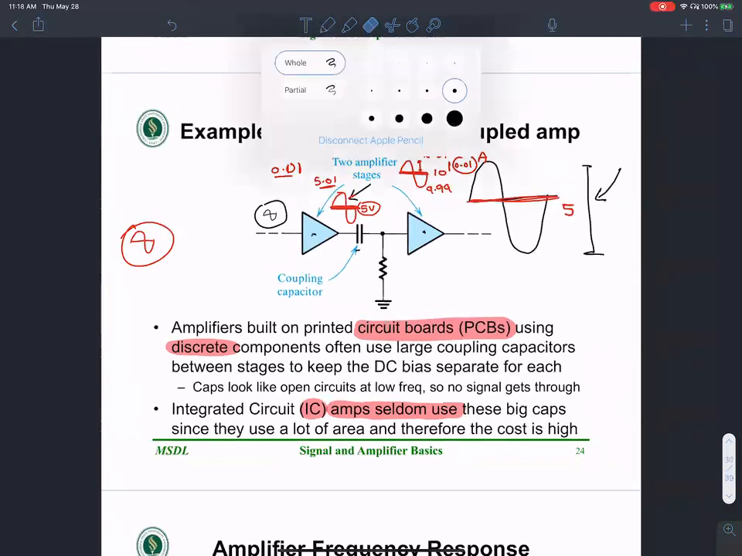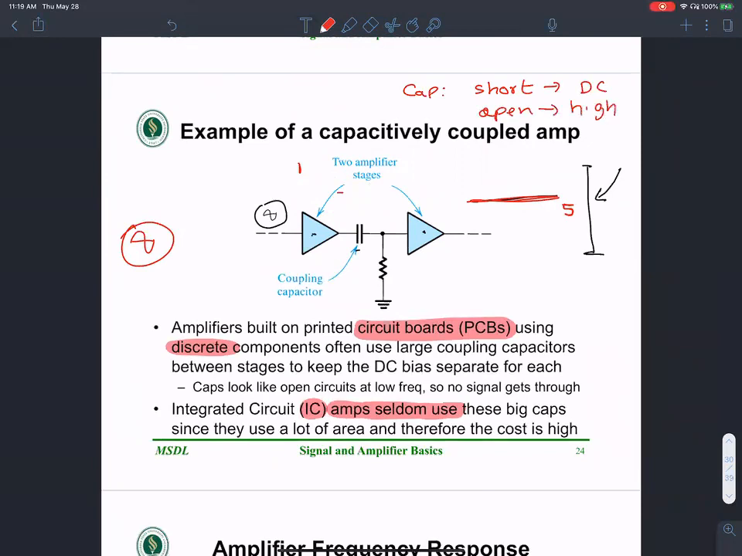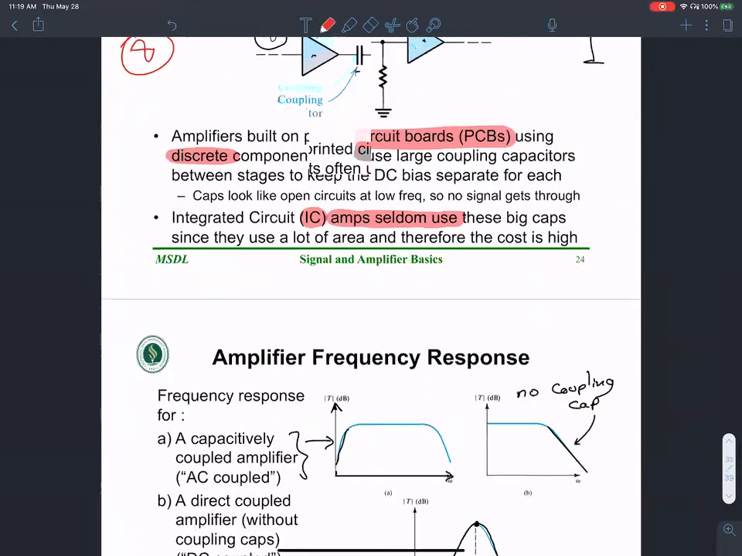So when I say AC coupling, this is something we know already, right? The capacitance acts as a short to DC and an open circuit to high frequencies. We use that notion over and over again. Okay? Other questions, please?